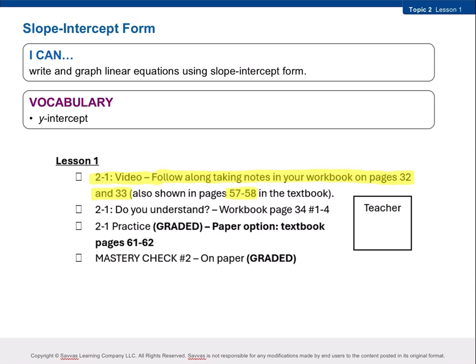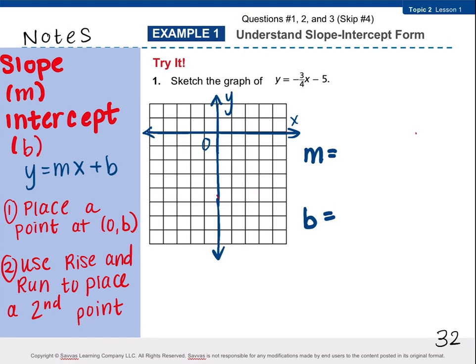Our goal today is to write and graph linear equations using the slope-intercept form. So from our vocabulary, the slope-intercept form is y equals mx plus b. M is the slope, and b is the y-intercept, our new vocabulary word also. So starting on page 32 in your workbook, we're going to do questions 1, 2, and 3. We're going to skip number 4. You could try it on your own.